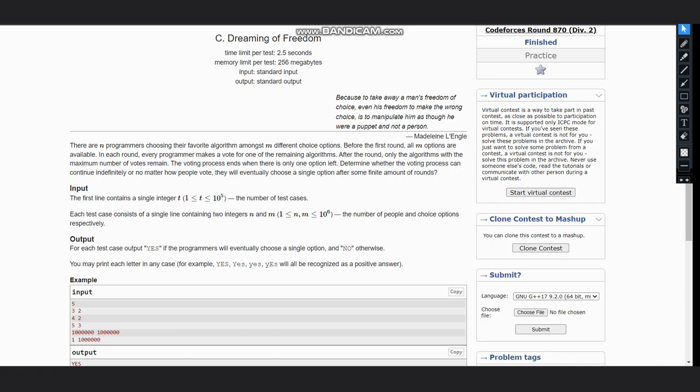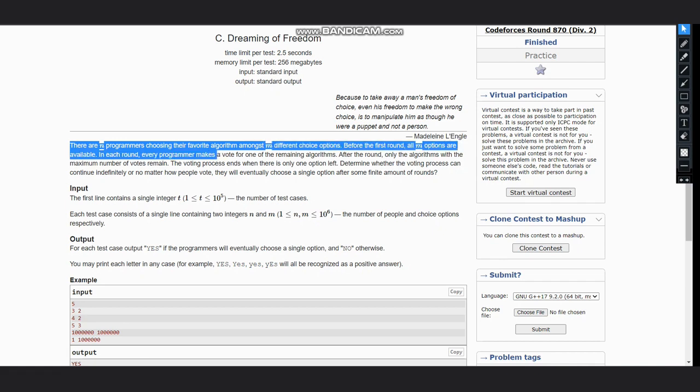So today we'll be discussing Dreaming of Freedom, which is a problem on Codeforces. The problem states that there are n programmers choosing their favorite algorithm amongst m different choice options. Before the first round, all m options are available. In each round, every programmer makes a vote for one of the remaining algorithms.